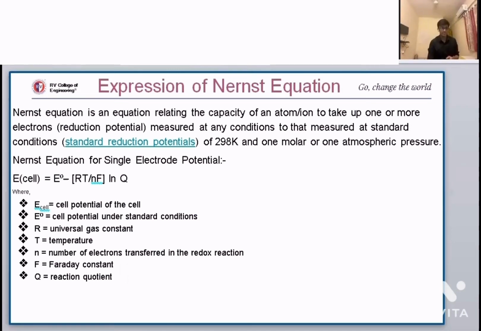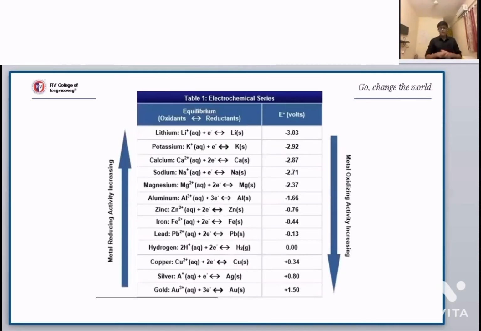being oxidized. Now, this is an electrochemical series. The table, you can see it is going from the negative value to the positive value. What does it tell? It tells us that the most positive value, like the positive 1.5 value of gold, tells us that gold is a stronger oxidizing agent, while this lithium, which has a negative value, that is a negative 3.03, is the strongest reducing agent.